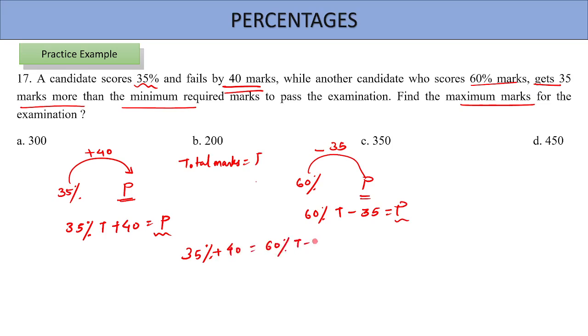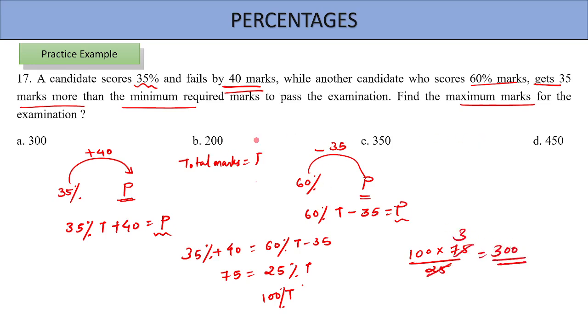Equals to 60 percentage of P is 35. So you are going to get 40 plus 35, 75, and this will be 25 percentage of the total. If this is 25 percentage of the total, you have to find the complete total, that is 100 percentage of the total, which is 100 into 75 by 25. This is 3. This is 300 marks. So 300 is my total marks, which is option A.